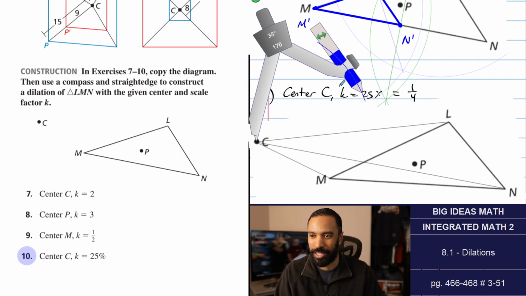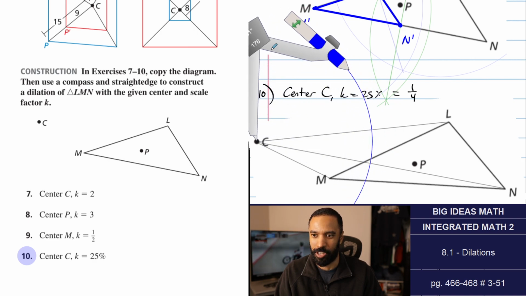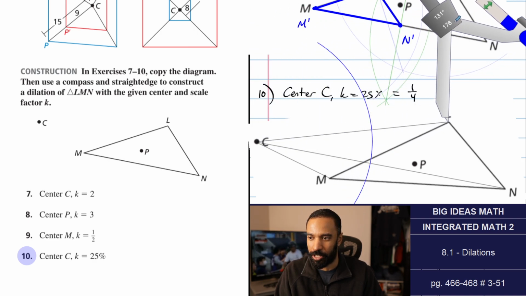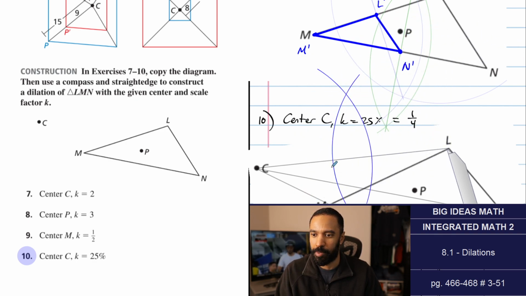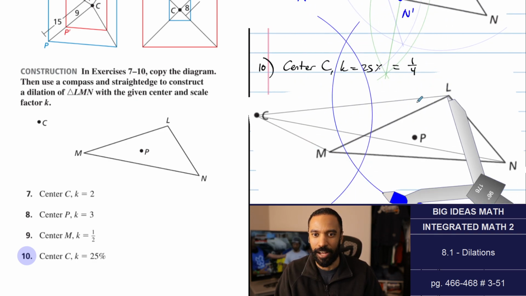That's right in the way of everything. I'm not going to make it unobtrusive. I'm just going to do what I'm going to do, and I'm going to have to erase parts as I go. So here, I'm going to first find the perpendicular bisector of CL, and this will only be half the distance away to begin with.